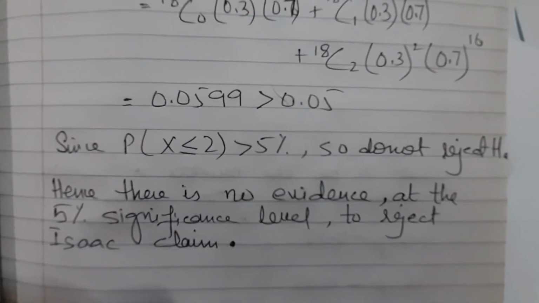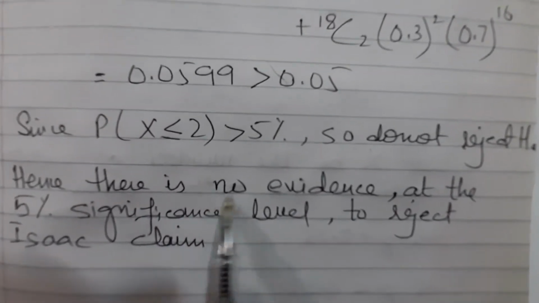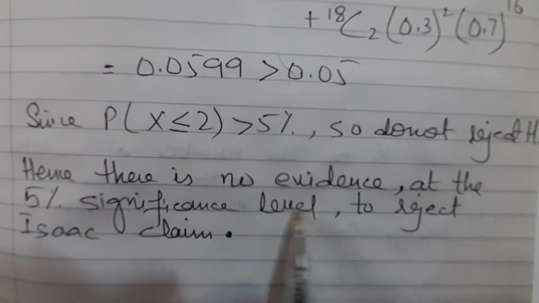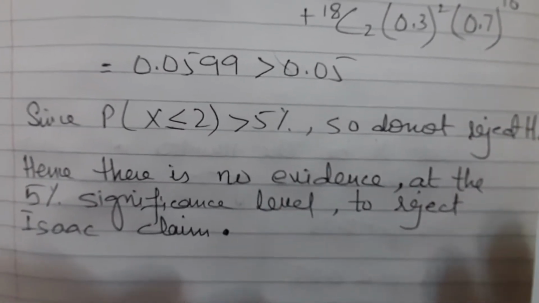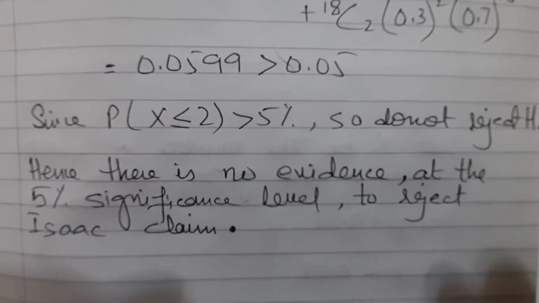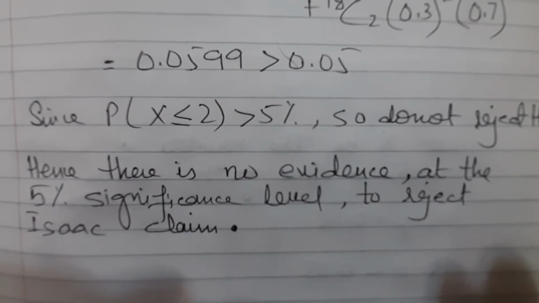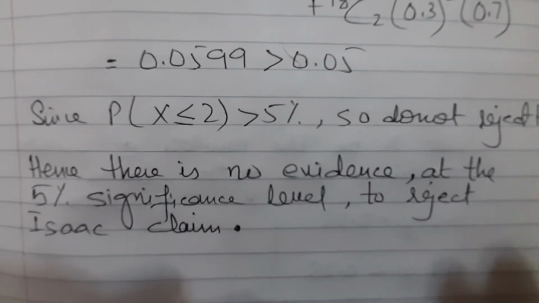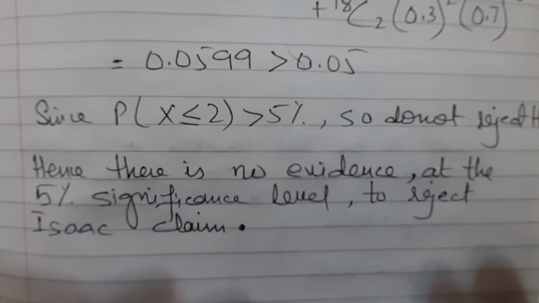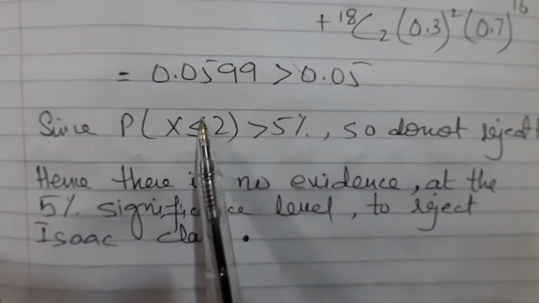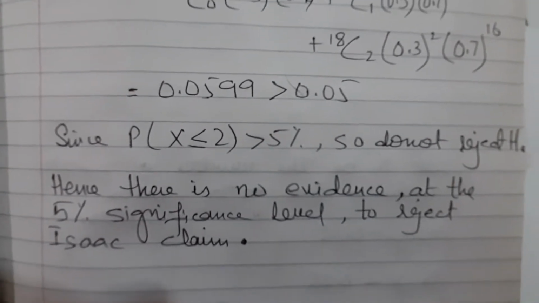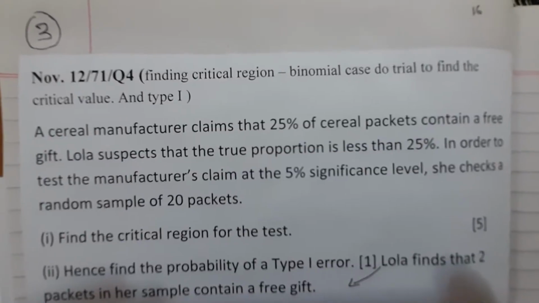So in terms of context, you can say there is no evidence at the 5% significance level to reject Isaac's claim. Isaac was saying that there are 30% cars in his town, and his friend was saying that no, the proportion is less. So we have no evidence to say that Isaac's claim is wrong, because the probability is not falling under the category of 5%.